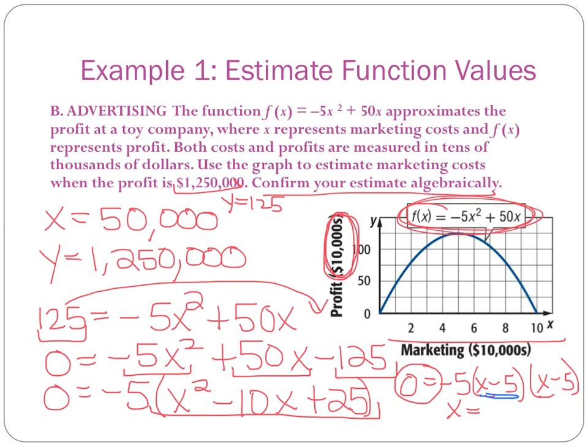And if I substituted a positive 5 in for x here and a positive 5 in for x here, that would make our entire equation equal to 0. So I'm going to say x equals 5. So what I've confirmed is that our estimate was exact in that our marketing cost would be $50,000 when our profit is $1.25 million.